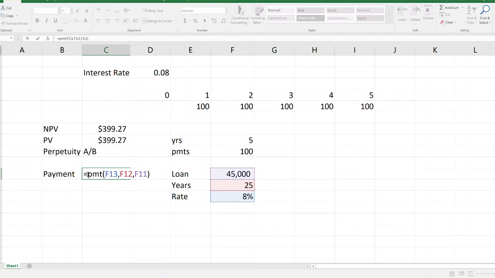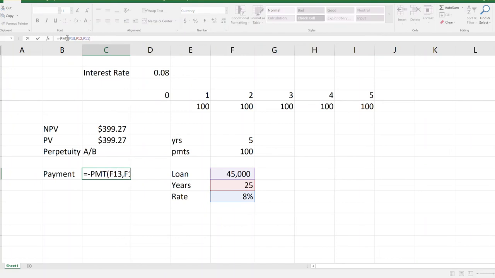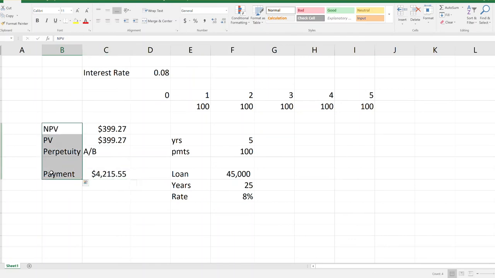Now notice I don't have any sign in front of payments, so what's going to happen when it returns it? It's going to be negative. This is a positive, so this one's going to be a negative. Anyway, we're going to make the payment negative, and that returns us a payment of $42.15. So those are the questions you're going to be asked in the homework for chapter 6.